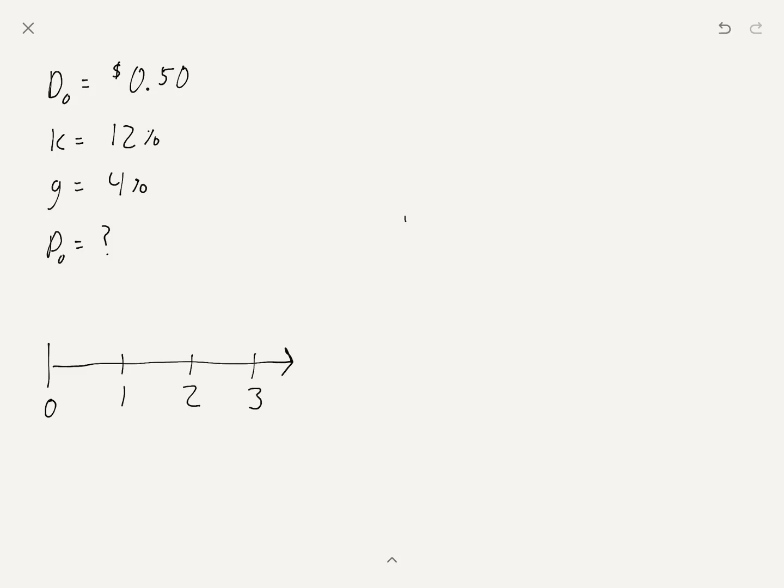Our first example is a stock that just paid a dividend of 50 cents. The required rate of return is 12%, and the dividend is expected to grow by 4% every year. If we want to calculate the value of the stock, we need to use the growing perpetuity formula. This formula requires a cash flow one period ahead of the present value.